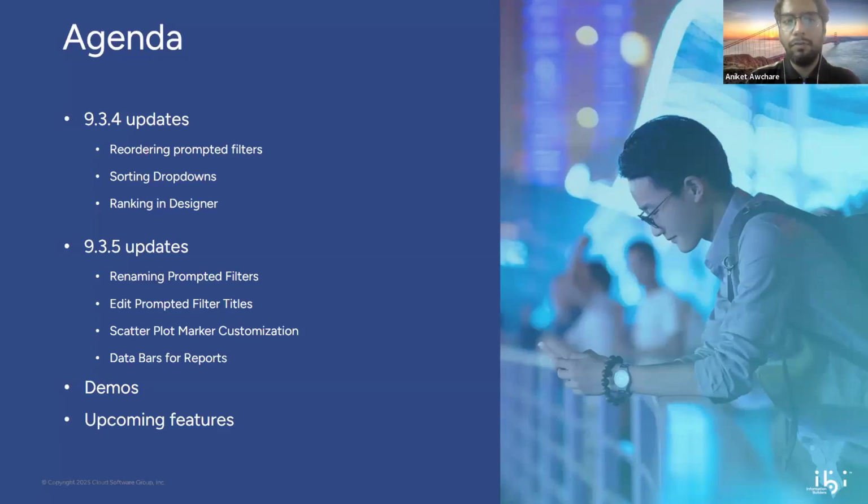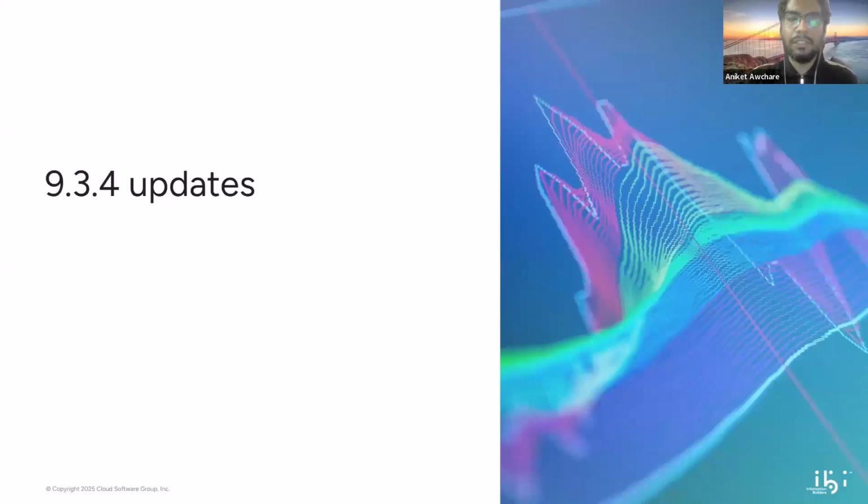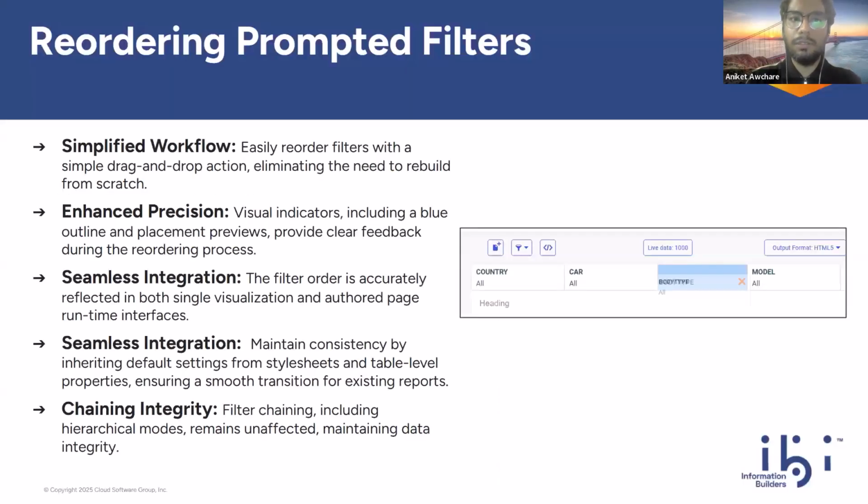And moving on, we will have 95 updates in which I will help you explore the updates that we have done to prompted filter specifically, some of these scatter plot enhancements, and then data bars for reports. Again, a feature from IA that we are migrating over. Starting off with the 94 updates, some of the updates that we have done is the first one.